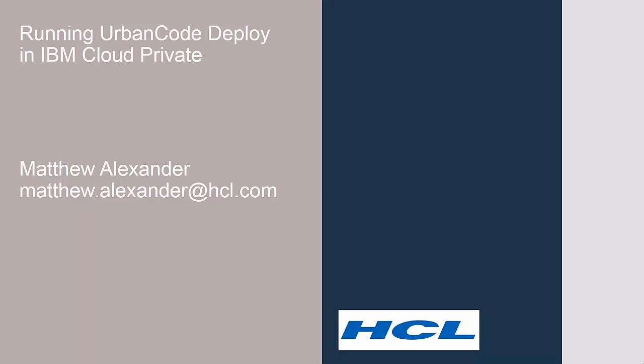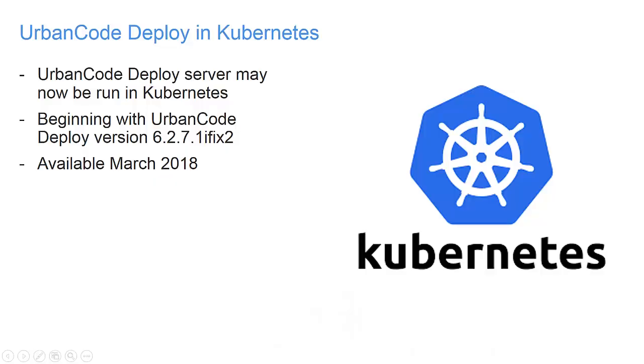I'm a developer at HCL, and in this video, I'll walk you through the steps needed to run UrbanCode Deploy Server as a container inside IBM Cloud Private. The UrbanCode Deploy Server may now be run inside Kubernetes, starting with version 6.2.7.1 iFix2 of UrbanCode Deploy. This is available as of March 2018.